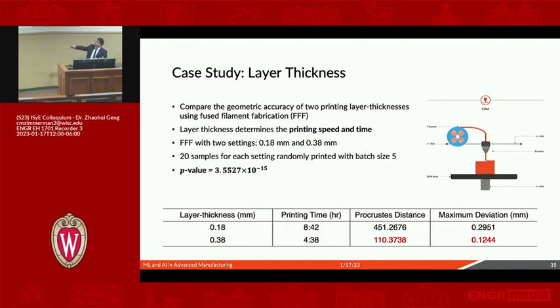For each setting, we printed 20 samples, and the p-value is quite significant, meaning there's a significant difference between these two settings. But here's a counterintuitive result. Generally speaking, if we have a smaller layer thickness, we expect more details and more resolution in terms of printing. But the bad thing is that, according to the real result, it takes much more printing time because there are more layers, and also the deviation is much larger when compared to the larger layer thickness, right? If you're outside additive manufacturing, you may find this result counterintuitive because, according to our idea, a smaller layer thickness should give us a better result, right?